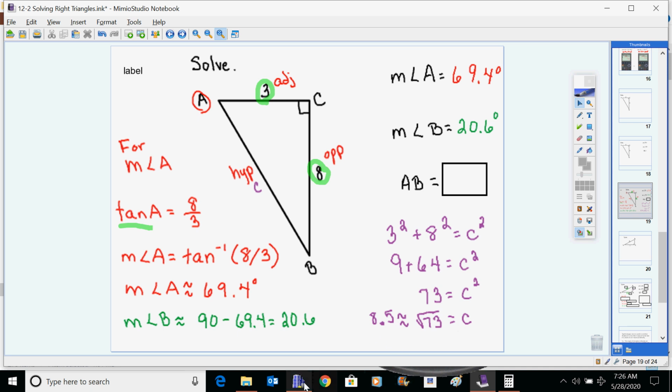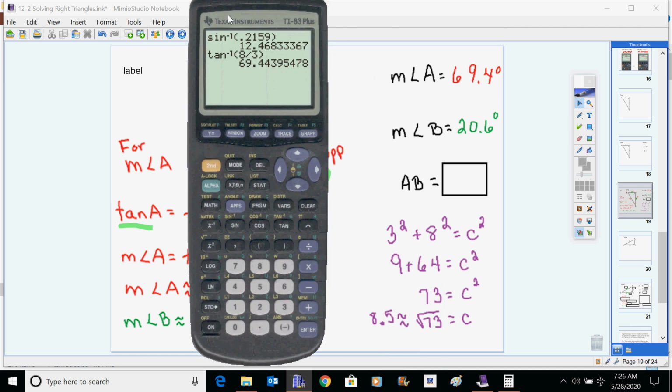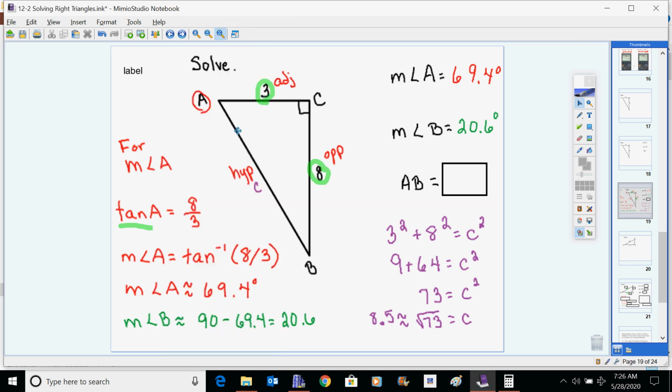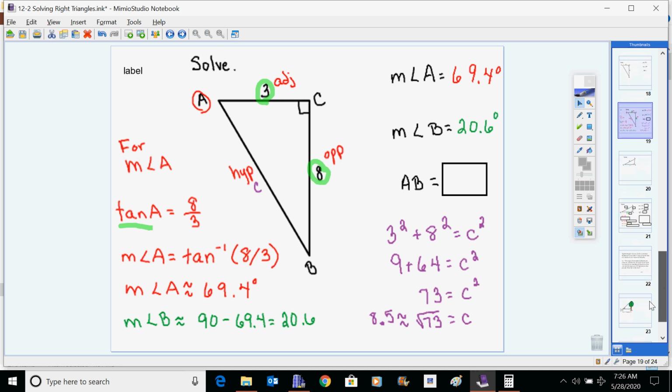So let's review how to find that on your calculators. We need to do the square root of 73. Oops, if I can get that second 73. Okay, so we have about 8.5. So just in case you did not write the word label down, make sure you write the word label down. That's super important for doing these processes, the labels. So that was your third keyword.